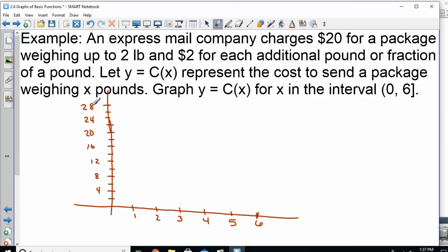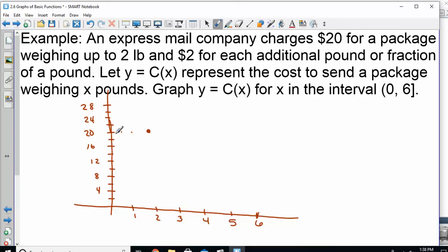So let's start the graph. If your package weighs half a pound, how much are they going to charge you to mail it? It charges $20 for a package weighing up to 2 pounds. So if it weighs 2 pounds exactly, you're still paying $20. But you also pay that for anything less. So if it's a 1 pound package, you still pay $20. If it's half a pound, you still pay $20. If it's a tenth of a pound, you're still paying $20.